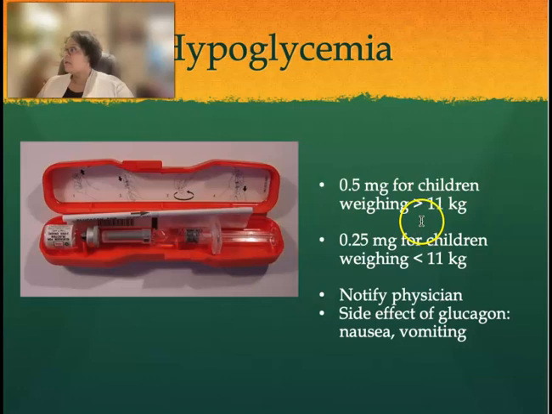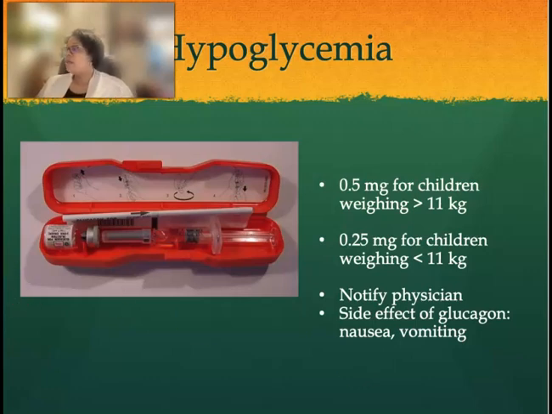So 0.5 milligrams for children weighing greater than 11 kilos, and then 0.25 milligrams for children weighing less than 11 kilos. You always want to treat them first before calling the physician, because you have a limited amount of time before they start to seize. All right, they can go into a coma. Again, a side effect of glucagon, as well as the gel, is that they can get very nauseous, vomiting, and have massive headaches.